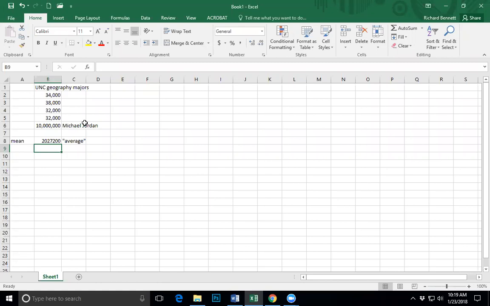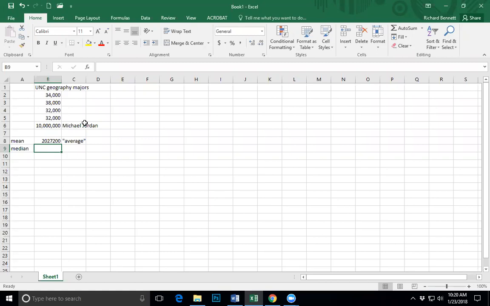So a different way of figuring the quote-unquote average is to find the median. Now, one of the things is the median, I guess it's good I'm using two colors, requires you to sort your data.